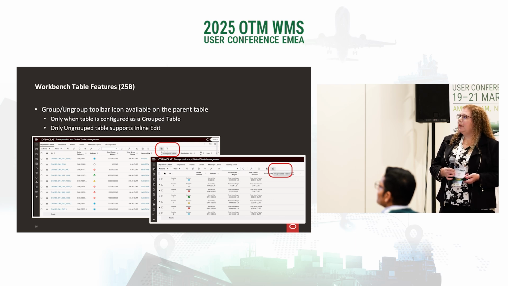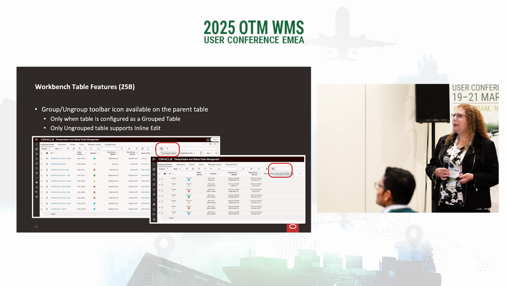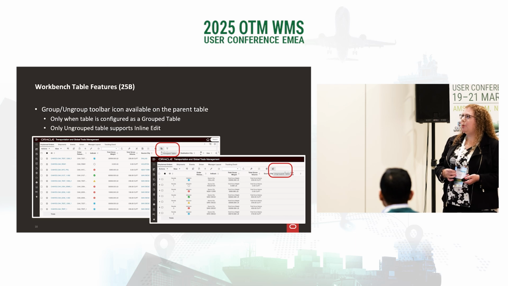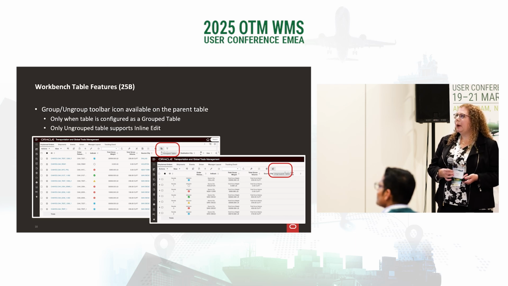One of the things that was previously only available on the detail table when you grouped was the ability to ungroup. Now we've added that to the parent table as well. So if you have a parent table that's defined to be grouped, you can now ungroup it, which is a pretty, well, you might ask, why do I want to do that?